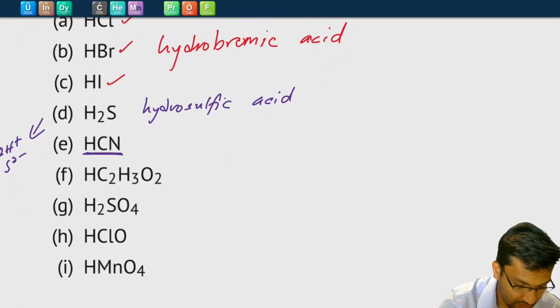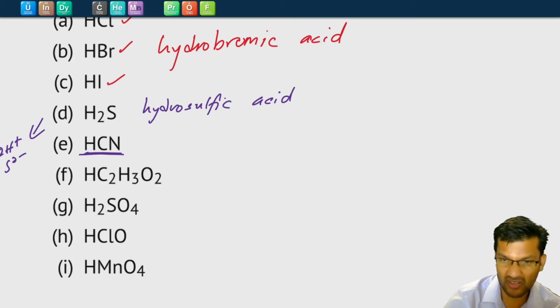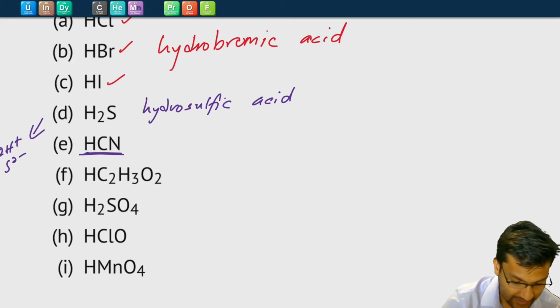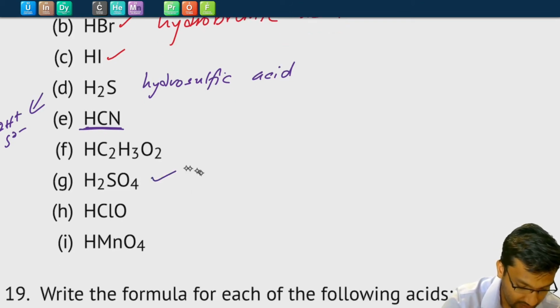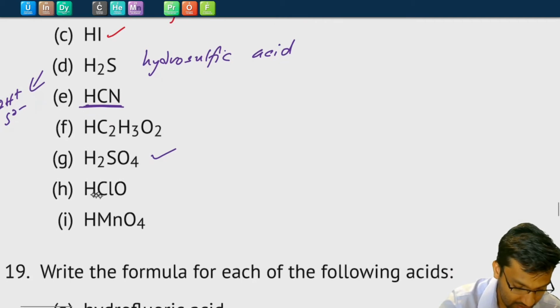This one's interesting. We'll come back to that one because I didn't teach you what happens when there's more than 2 elements and it doesn't have oxygen in them. All right, this we talked about. It's sulfuric acid. How about this one?